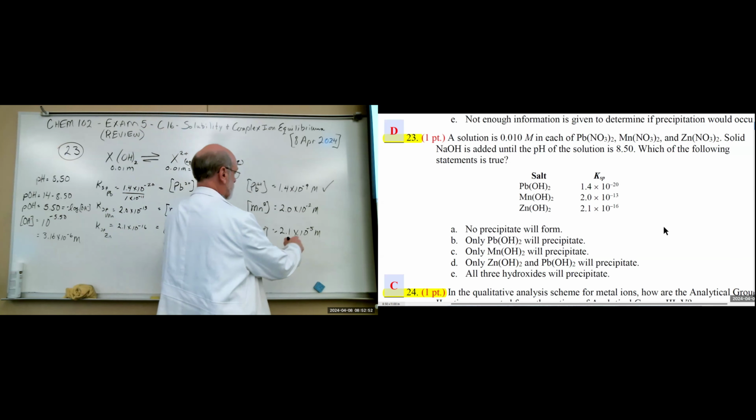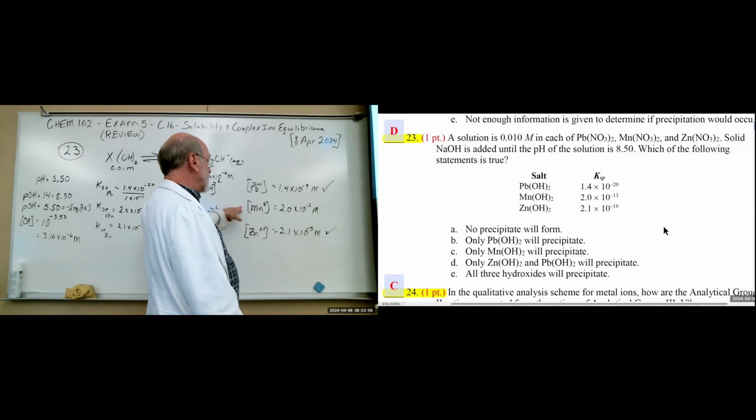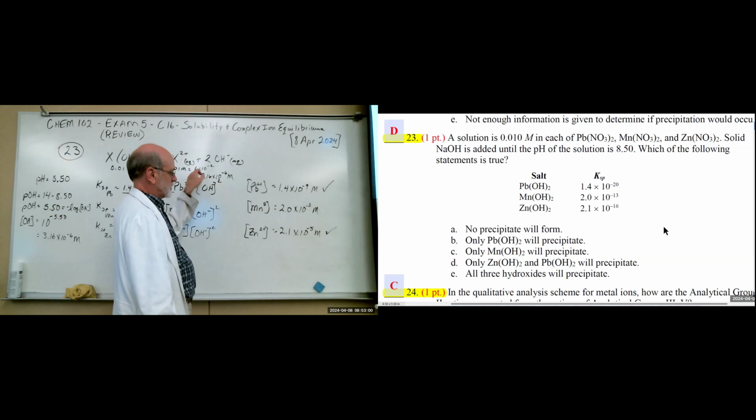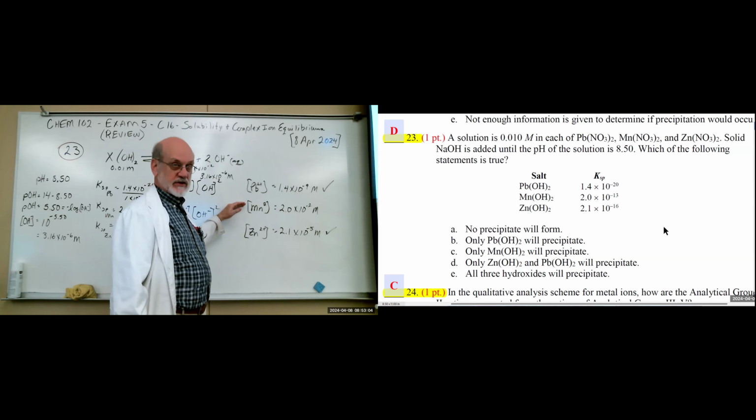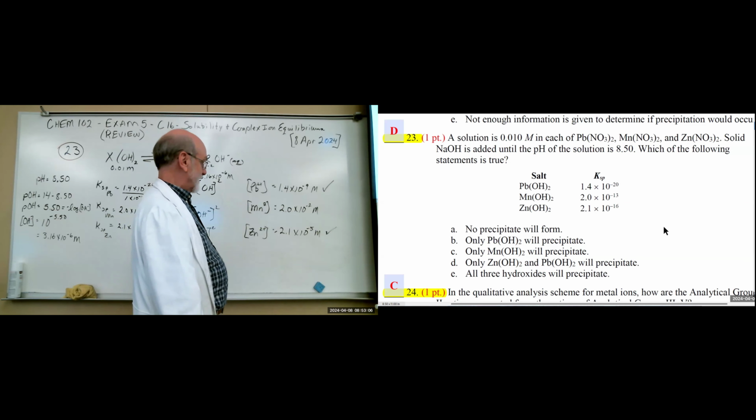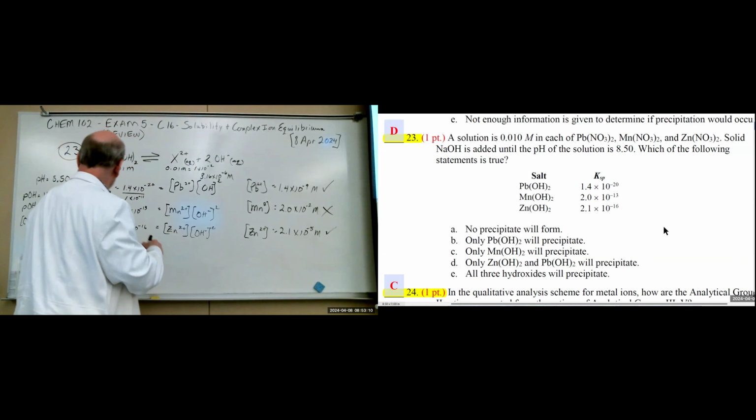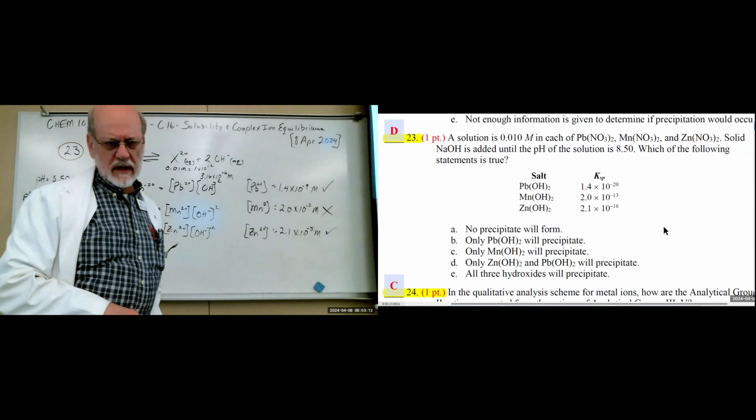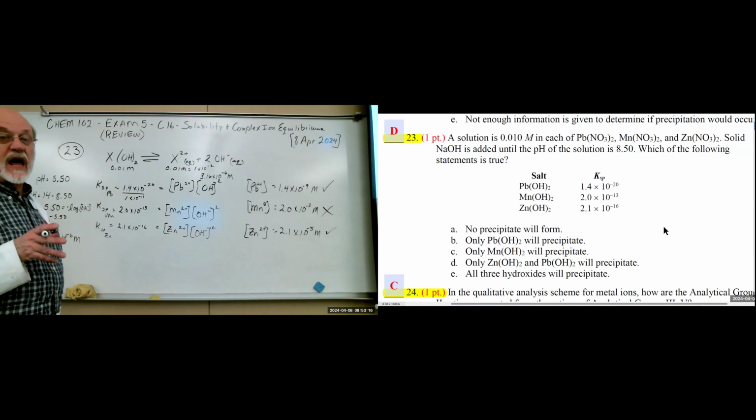This one is less also. Right? This one, you need at least 2 times 10 to the minus 2, not 1 times 10 to the minus 2. You need at least that much to start precipitating the manganese. There's not enough. Right? So this one will not precipitate. That means D. Zinc and lead will both precipitate, but not manganese.